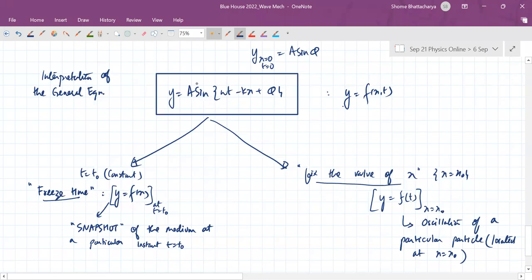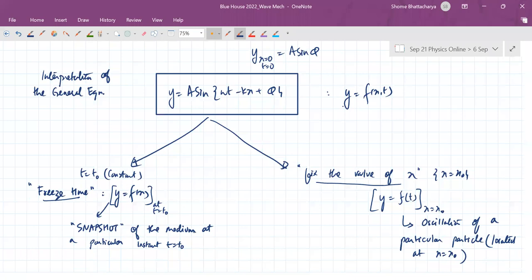So what happens when we interpret the equation in the first way? We get y as a function of x. When we plot it, it shows us the shape of the medium, that is, in this case, the exact shape the string will have at that particular instant of time. And we'll see that for this equation, the shape of the string is that of a sine wave or a sine curve. That is why it is called a sinusoidal wave or a harmonic wave.